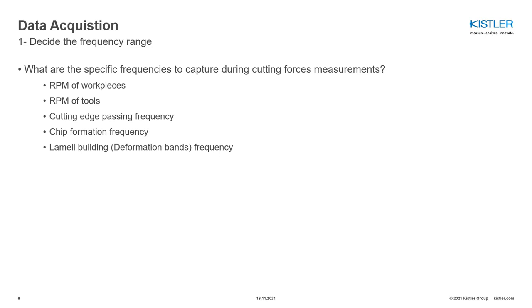Lamel building. Lamels are the deformation bands that occur in the shear plane, and they are of course affected by the type of the material, the process data, the coolants that we are using, and so on. That is also a way to understand the process and the machinability of that material and why certain types of wear occur in our tools. Any microstructural properties can be captured. I will give some examples from a researcher who has managed to see certain constituents of the microstructure.